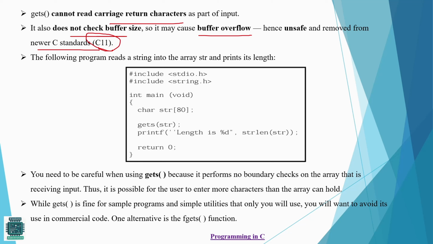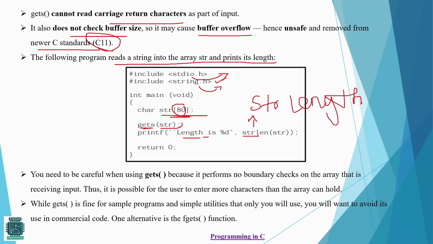Now, the following program reads a string into the array str and prints its length. Here string.h is the header file used for strings, and stdio.h is the header file for standard input and output. Here I have declared a string with a size of 80, and here I have used the gets function with str. Here I am going to print the length. Here strlen means string length.